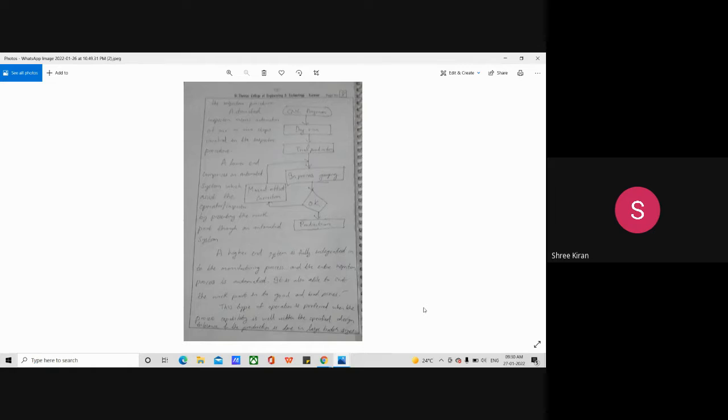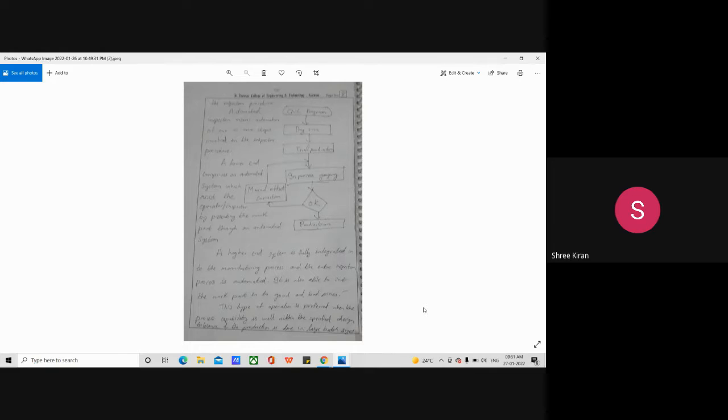Then this type of operation is performed when the process capability is well within the specified design tolerance, and the production is done on large batch sizes. That is to an extent what happens in automated inspection. Online inspection has become increasingly popular in an FMS and CIM, and nowadays online inspection is becoming most popular, especially in an FMS or CIM environment.